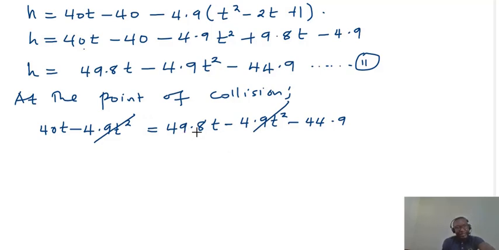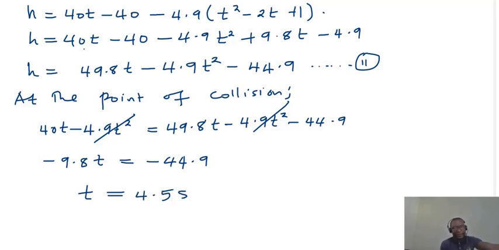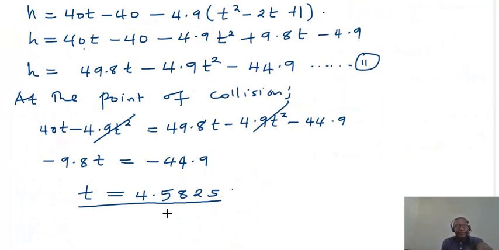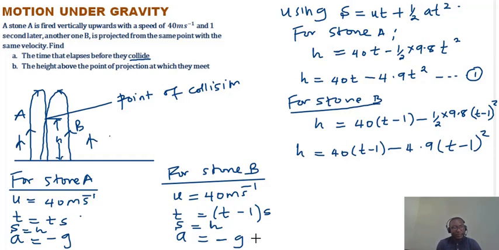So when 49.8 t crosses to this side, we shall have negative 9.8 t equal to negative 44.9. And from here, when you divide both sides by negative 9.8, we shall get t as 4.582 seconds. So the time that elapses before the two stones collide is 4.582 seconds. In our part B, they need us to find the height above the point of projection at which they meet. So they need us to find h here.